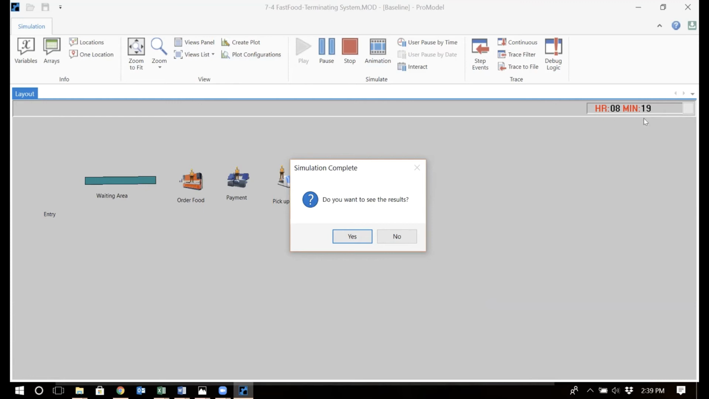I didn't specify any simulation run time, nothing. All I did was just run the simulation. The simulation ran for 8 hours and 19 minutes and then stopped based on the condition I put in the simulation in processes. Let's see the results.